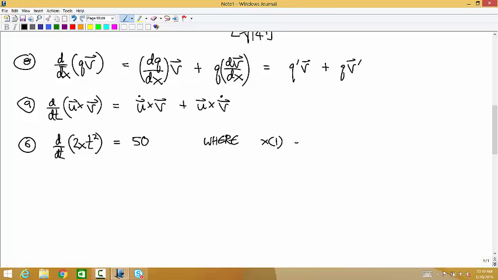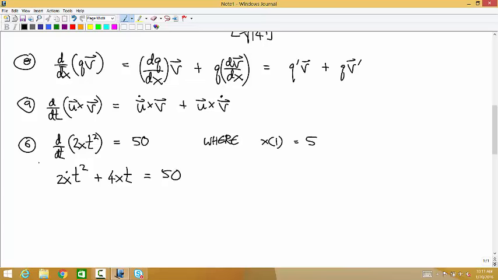x of 1 is equal to 5. Okay. All right. Well, the first thing you might think here is take the derivative. So you get 2 x dot t squared plus 4xt is equal to 50. Okay, so that's probably the first road you would think to go down.